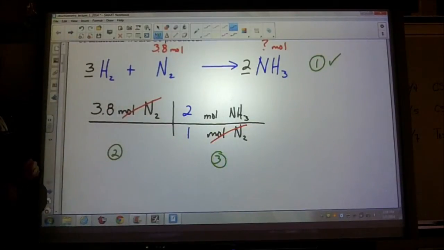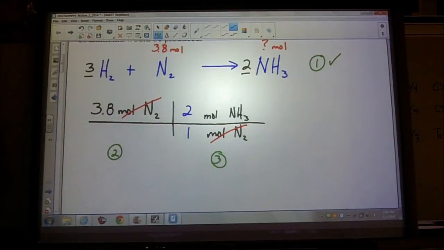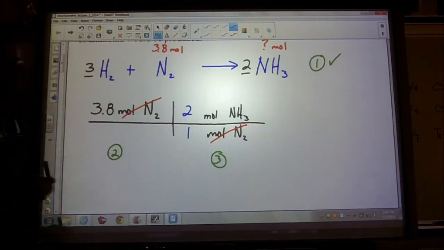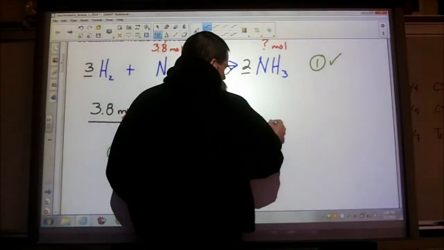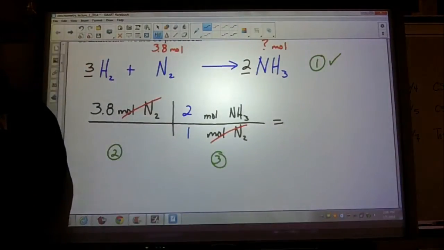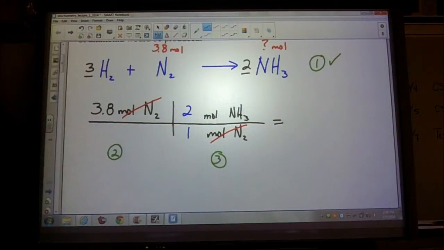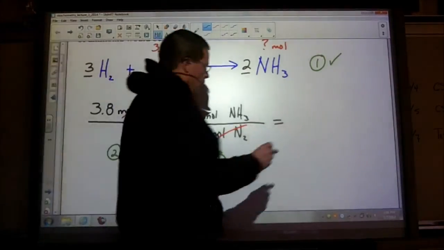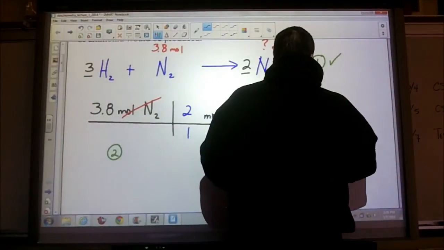So if I were to stop right here, I would have what unit? Moles of ammonia. Isn't that what we're looking for? Yes. So step 4 was already completed for you because it was already in the unit moles. The answer is 7.6.